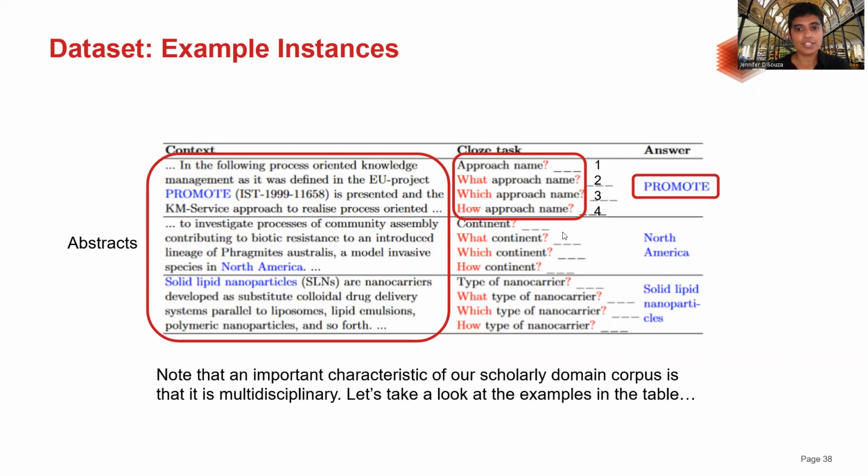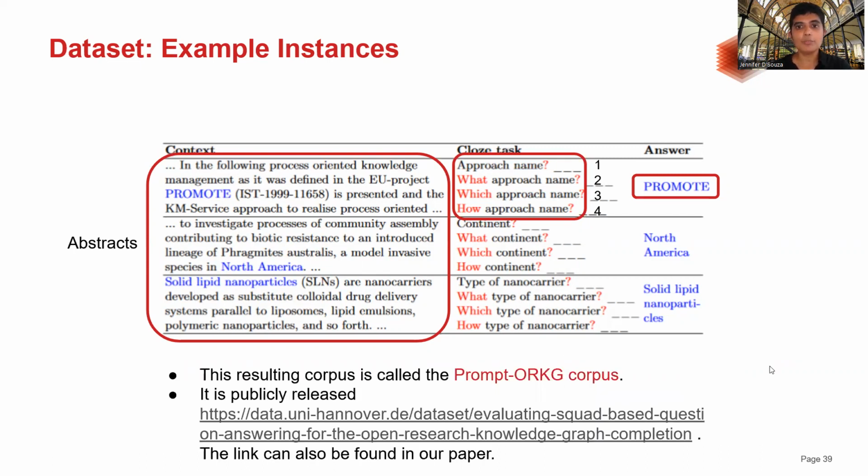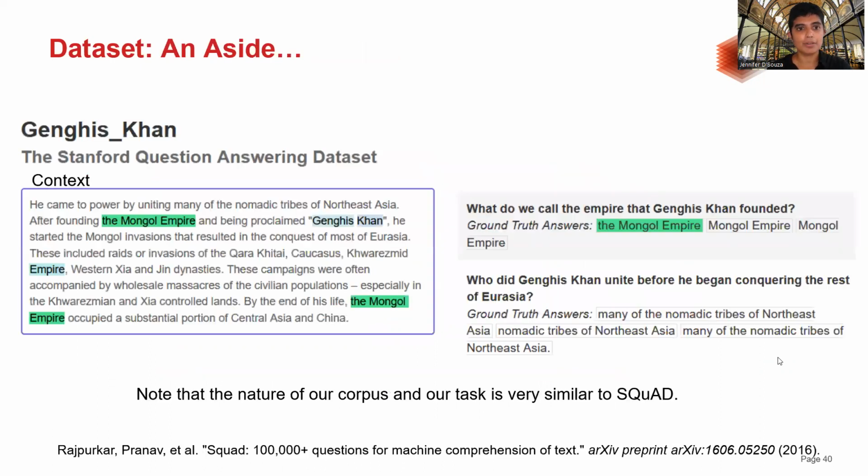Note an important characteristic of our scholarly domain corpus is that it is multidisciplinary. Let's take a look at the examples in the table. The first abstract speaks about an approach, so it could belong to the computer science domain. The second abstract speaks about biotic resistance to a lineage of a model invasive species in North America, so this could belong to the agricultural domain. The third abstract speaks about solid lipid nanoparticles for colloidal drug delivery, so this could belong to the biomedical domain. This resulting corpus we call the prompt ORKG corpus and is publicly released. The link can also be found in our paper.